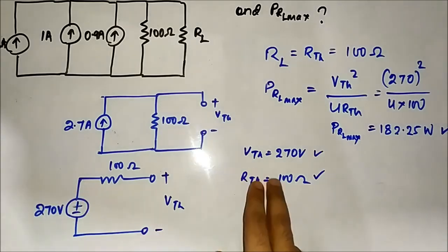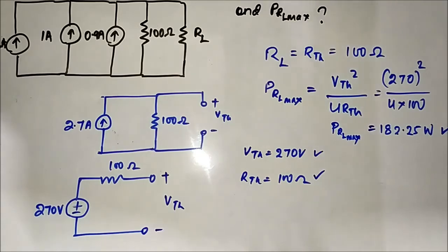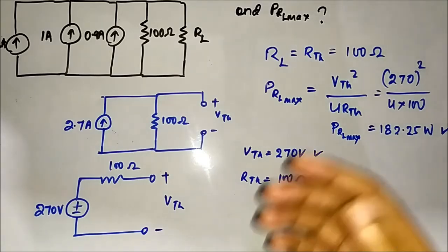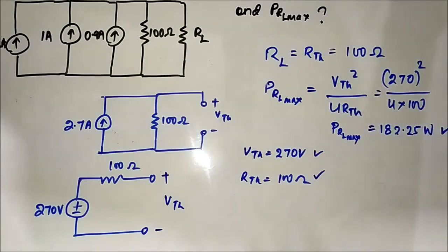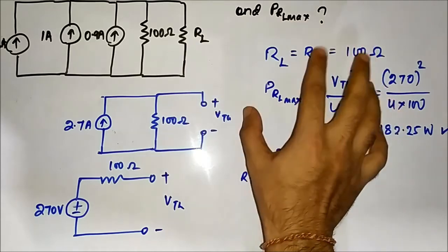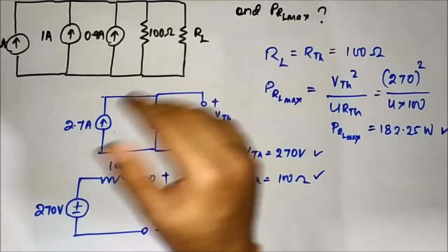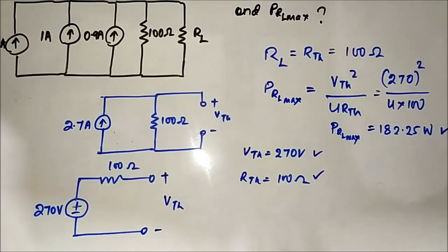So we directly got the value of VTH and RTH because of the application of source transformation theorem. Then everything was easy. We just carried on as per the maximum power transfer theorem statement. For that, the maximum power condition is RL is equal to RTH. Then we calculated PRL max. Okay, so this is the third question related to maximum power transfer theorem.